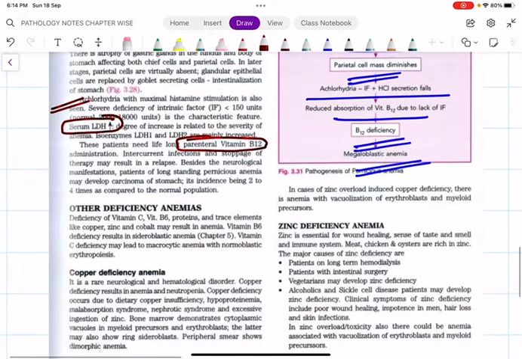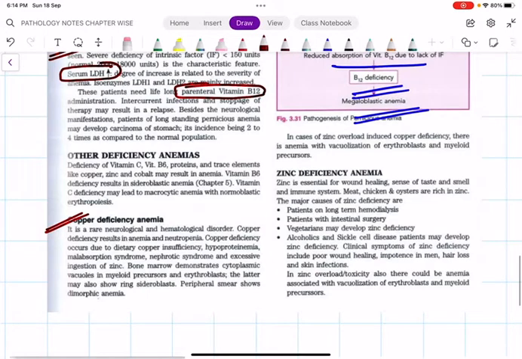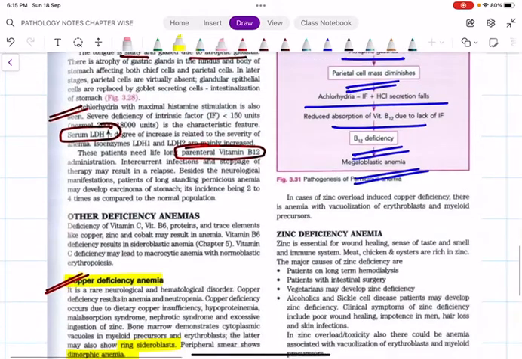Then what are some of the other deficiency anemias? Number one is copper deficiency anemia. Copper deficiency anemia is because of dietary copper insufficiency, hyperproteinemia, excessive zinc ingestion, malabsorption syndrome or nephrotic syndrome. And what is the characteristic feature in case of copper deficiency anemia? Remember, it is also a type of dimorphic anemia, and the erythroblast shows iron deposit. We call it ring sideroblast.